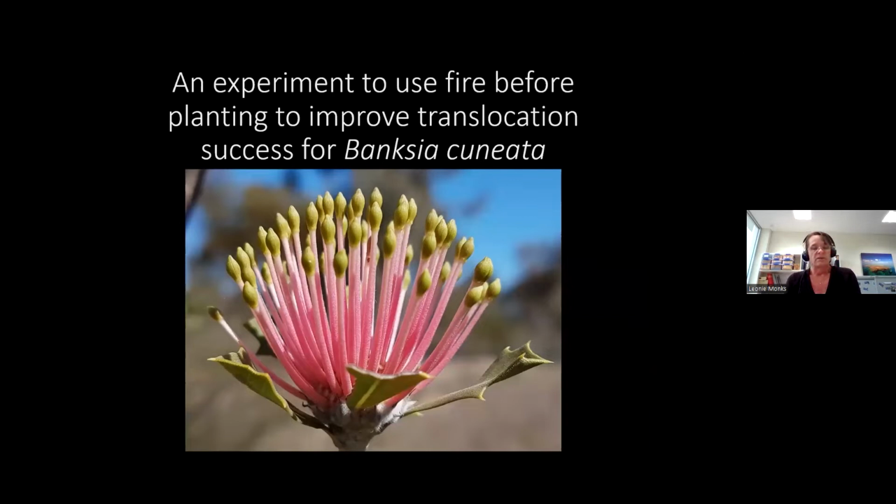But as an example of an experiment where we implemented it as part of a full translocation, this is Banksia cuneata, also known as the matchstick Banksia. This is a serotinous species and predominantly recruits after fire. So we knew that fire was an important factor in the species' life cycle, so we were interested in assessing whether burning the site prior to planting would assist in the translocation establishment.